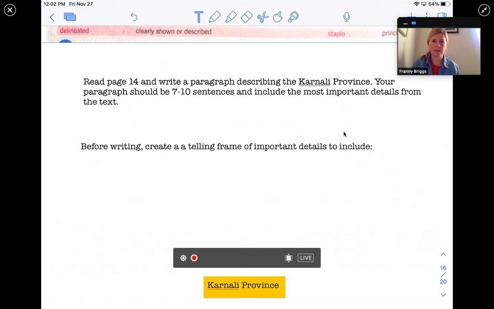So the assignment is to write a paragraph describing the Karnali province. Okay, so they're going to read in their textbook and then they're going to write a paragraph. We know that the paragraph needs to be 7 to 10 sentences. That's a very clear expectation. And also include the most important details. So as a teacher, when you're assessing this writing, you're saying, okay, were they able to follow directions? Did they write a paragraph describing the Karnali province, and did they choose the most important details?